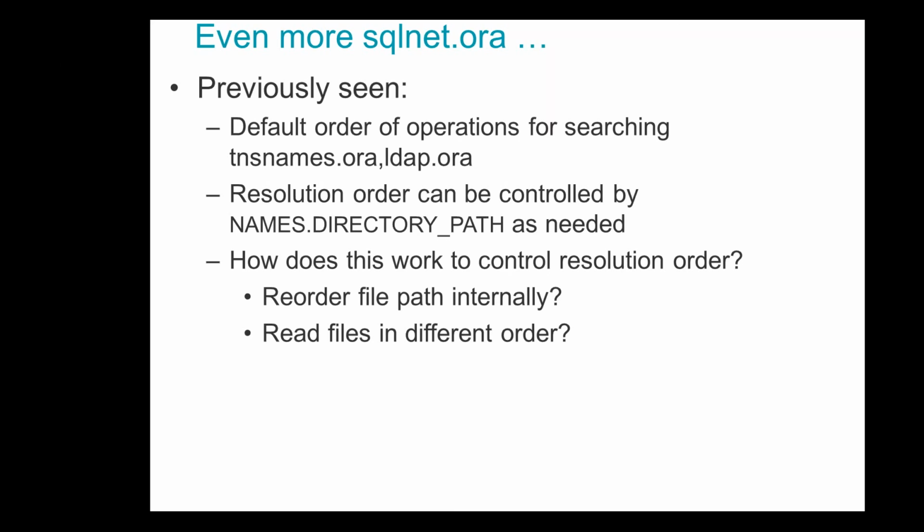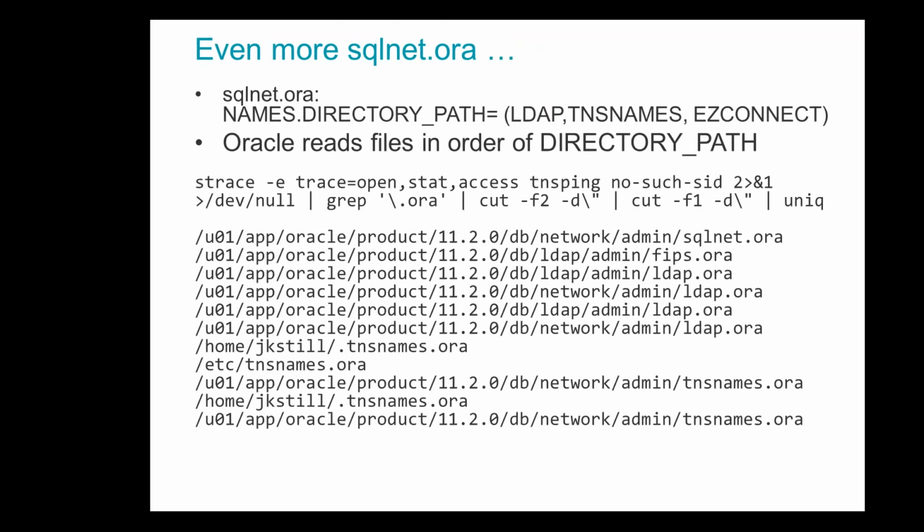So I devised a test to determine how that works. Yeah, we can see that it changes the order of the directory path, or rather reads them in the order of the directory path. So Oracle just shuffles the order that they're read in. We can see sqlnet.ora is still first, then there's fips.ora, which is a security file, which we will not be considering today. Then it read LDAP, just as we see in the names directory path, and then tnsnames. And as there are no configuration files for Easy Connect, we see nothing there, but it would be the last one considered.